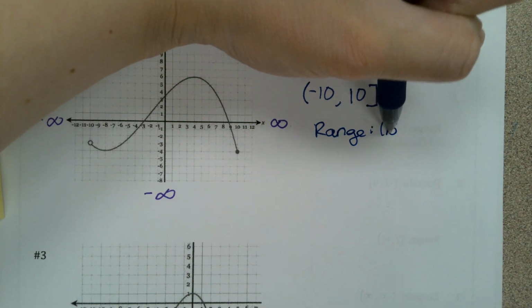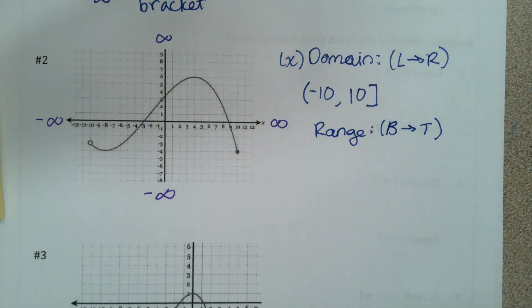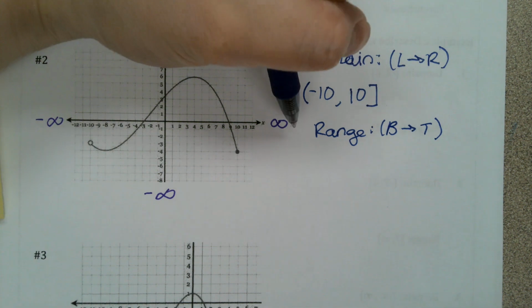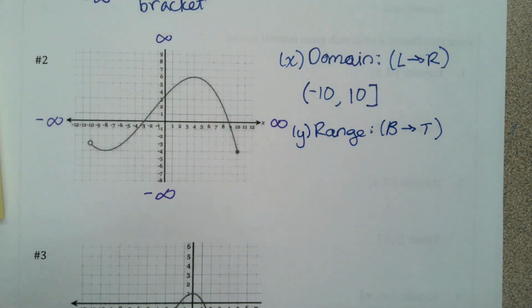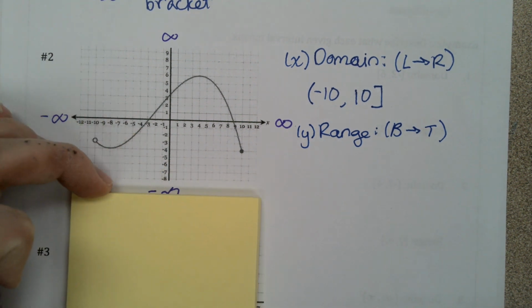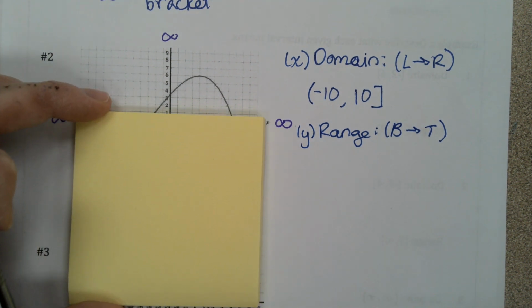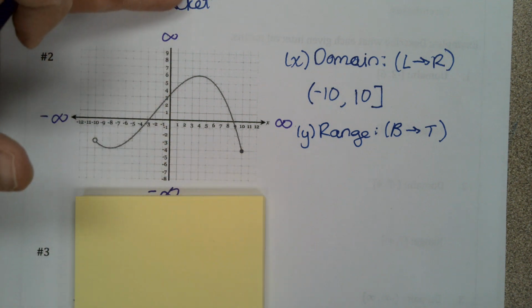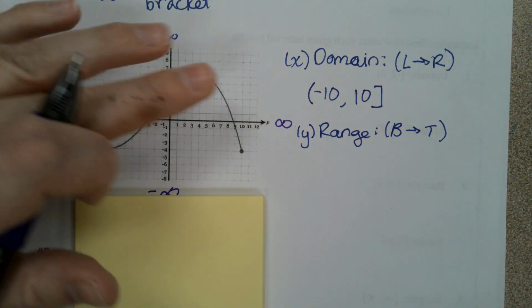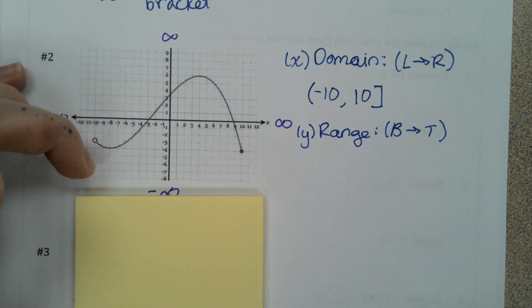Range, remember we go from bottom to top, b to t, start at the bottom and go up. And range again is your y values. So I'm going to start at the bottom here. Now I'm going to move up the graph and all I'm looking at is the y values. That's what I'm concerned about. I no longer look at the x-axis.